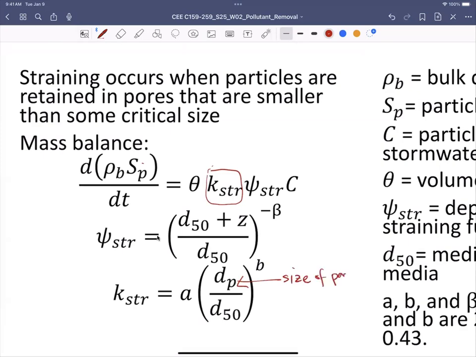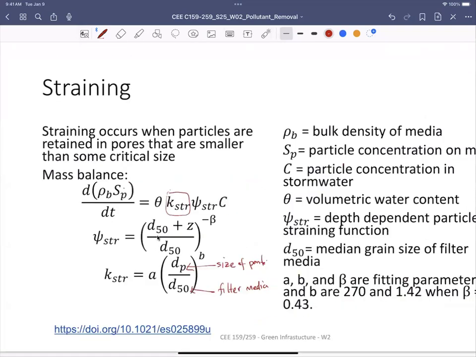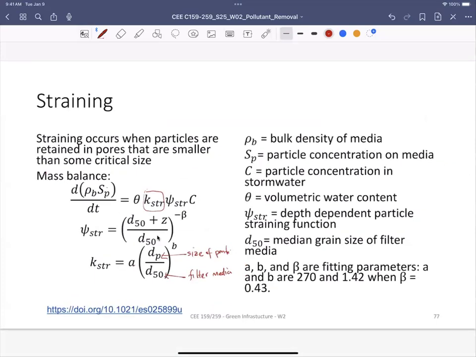This is the size of the particles, and this is the D50, the size that is larger than 50% of the particles. D50 means, if you have a size distribution of the filter media, the median size of the filter media. So if you know all these factors, the concentration of particles, bulk density, everything, you'll be able to calculate how much is removed.